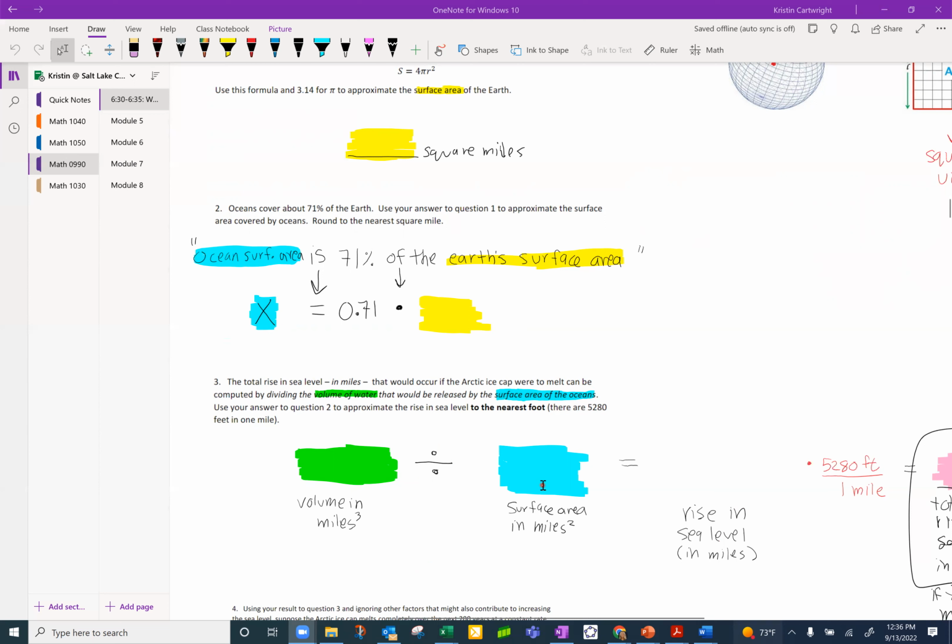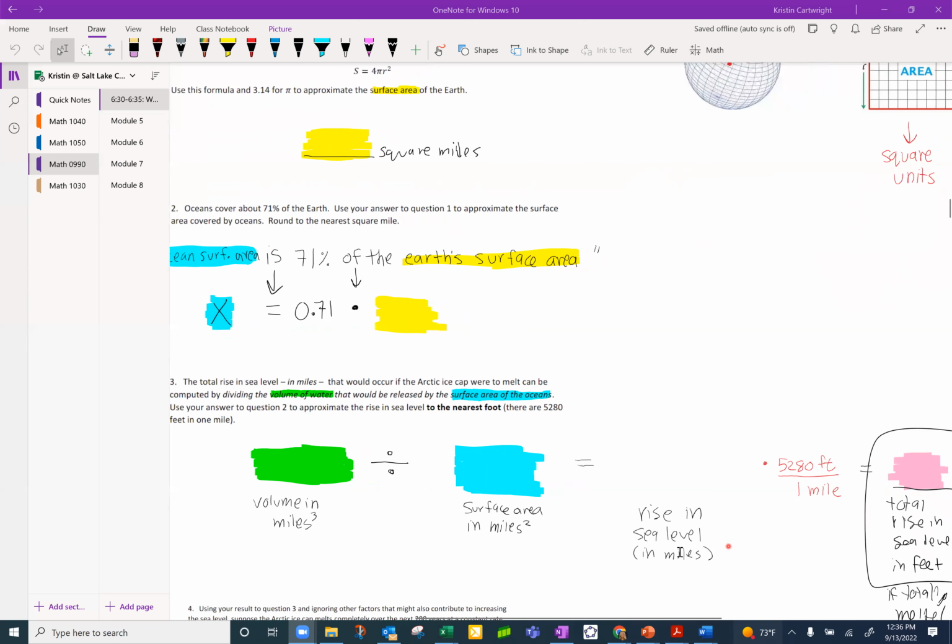Once you do that, you're going to get a number, and that's going to be the rise in sea level, but it's going to be in units of miles because volume was in cubic miles, surface area is in miles squared. So when you divide them, you're going to get the rise in sea level in straight miles. And we don't want that.